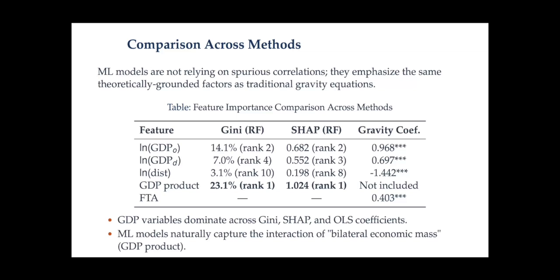There are not that many big differences between each of the measurements. Gini and SHAP show a similar pattern, but sometimes show slightly different results. The Gini value shows GDP product is number one, and SHAP also shows number one. Number two has the same ranking, GDP of origin. Number three for SHAP is GDP of destination, but on the Gini side it is number 4, and distance is number 8.